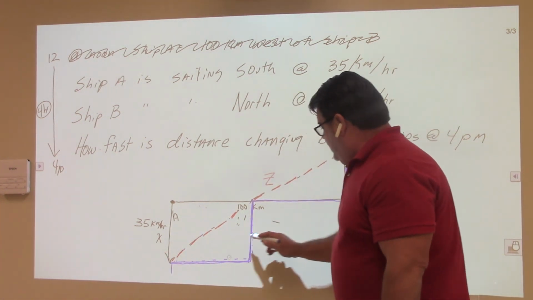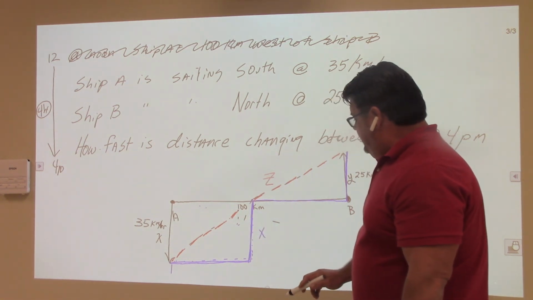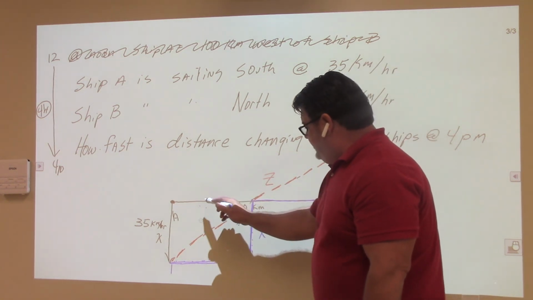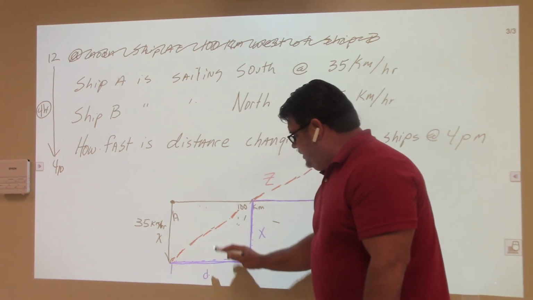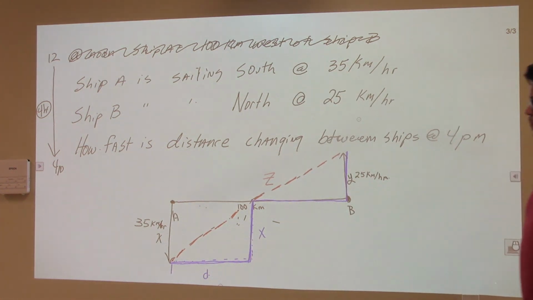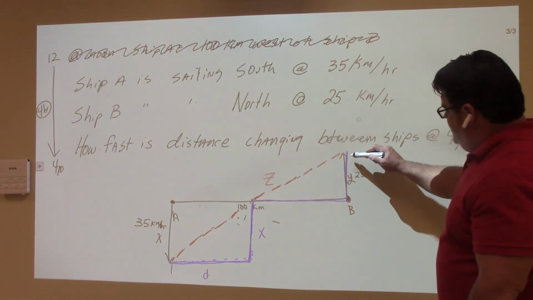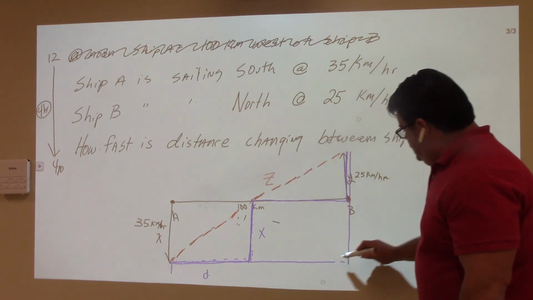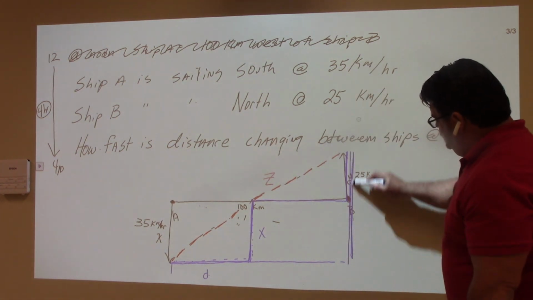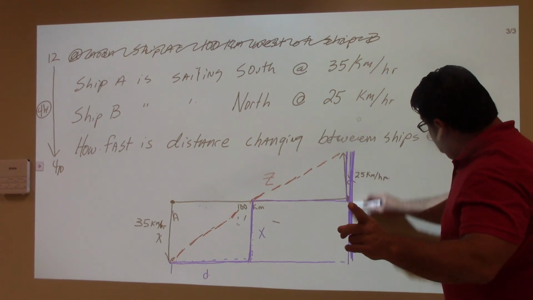So this is what? X. And this is whatever this distance is right here. I'm just going to put D. Now, what is this distance right here? X plus Y. Say again? X plus Y.